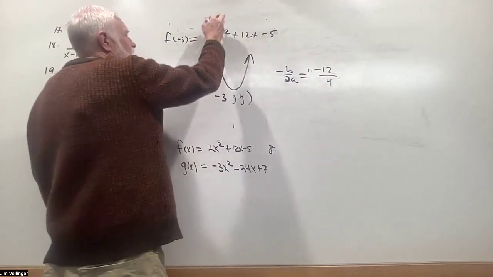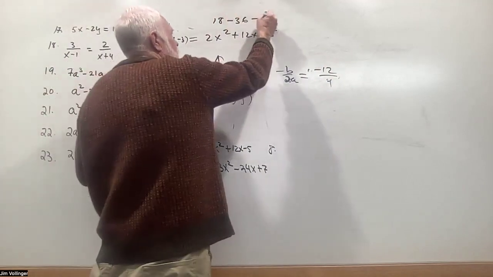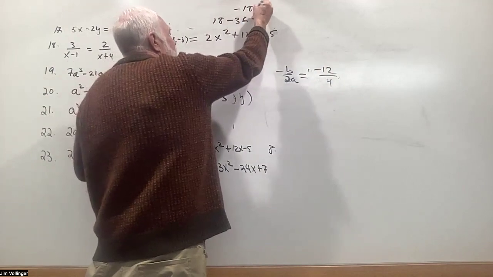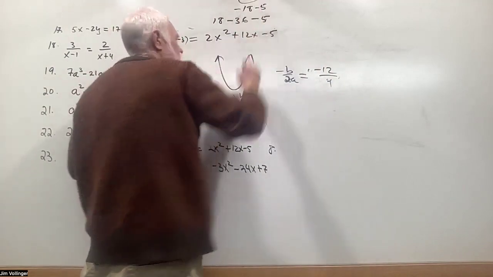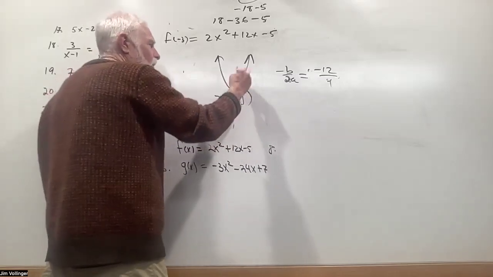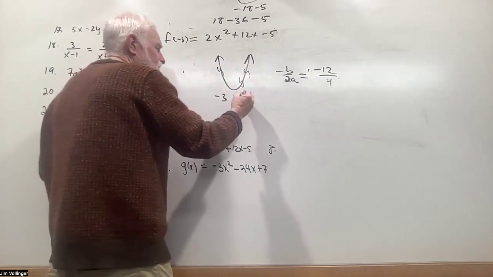Minus 3 squared, 9 times 2, 18. That should be 36. Oh, good, it is. Minus 18 minus 5. The answer to that question is minus 23. That's the minimum y value. Every other y value is above it. That's the minimum, minus 23.